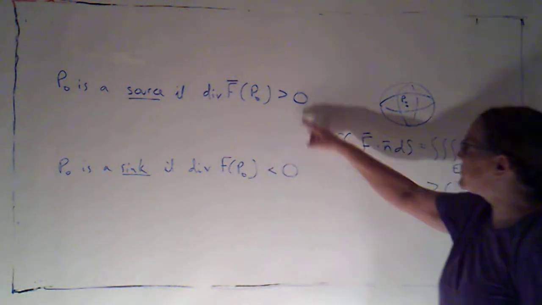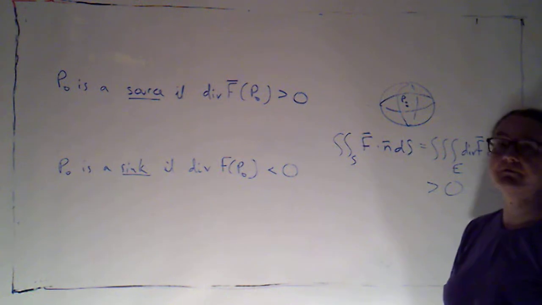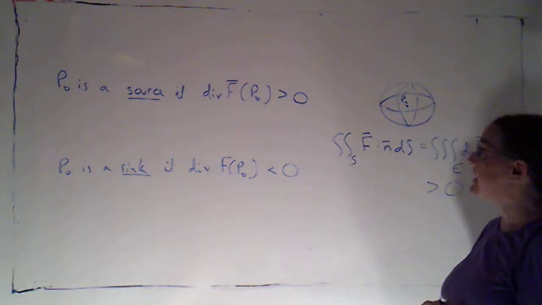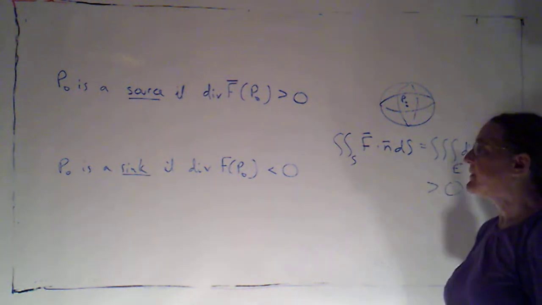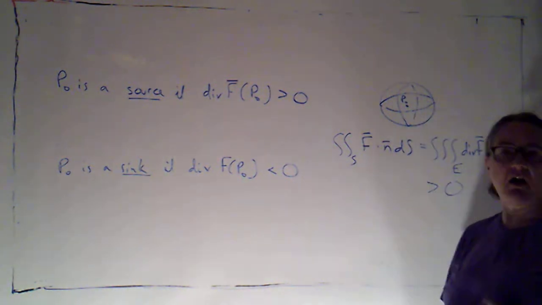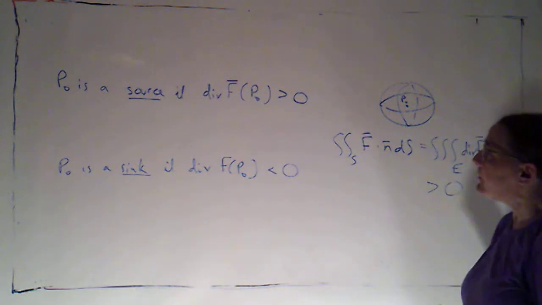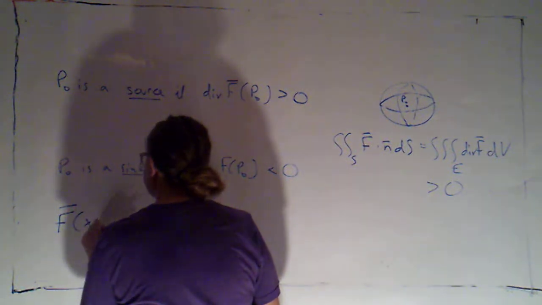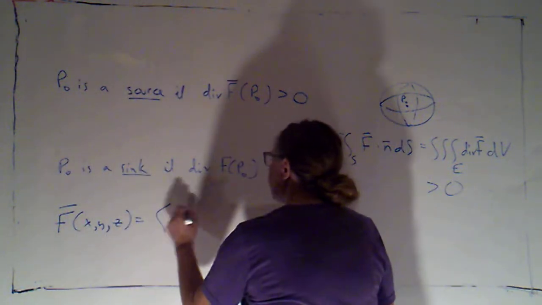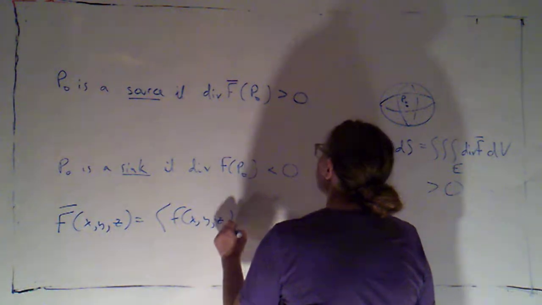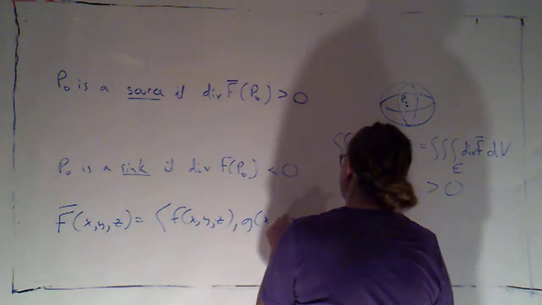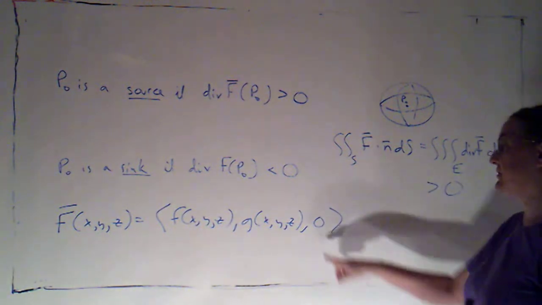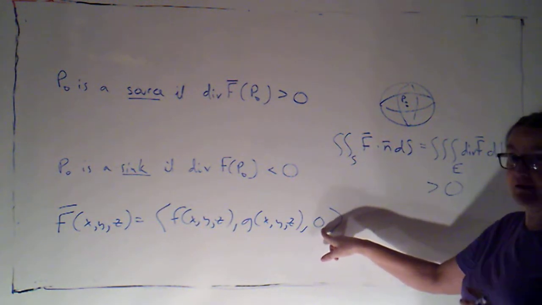Okay. And so those terms come to us from the context of fluid flow, but they apply for any vector field. If the divergence at a point is positive, we call it a source. If the divergence is negative, we call it a sink. Now, let's suppose I have a vector field F of x, y, z equal to f of x, y, z, g of x, y, z, 0. So I'm just going to suppose that the third component of my vector field is 0.